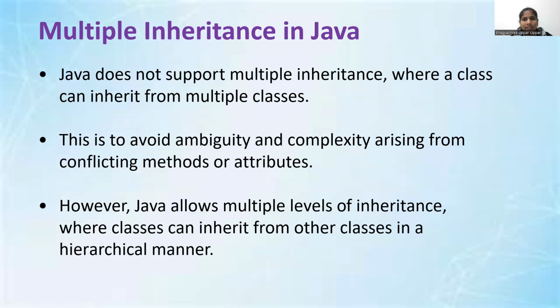Multiple inheritance in Java. Java does not support multiple inheritance, where a class can inherit from multiple classes. This is to avoid ambiguity and complexity arising from conflicting methods or attributes. However, Java allows multiple levels of inheritance, where classes can inherit from other classes in a hierarchical manner.